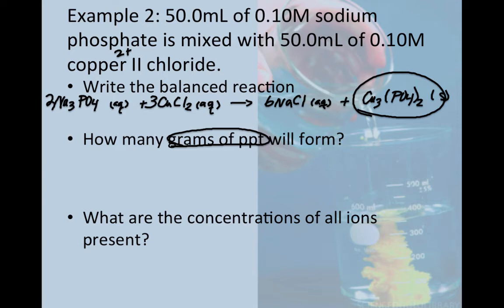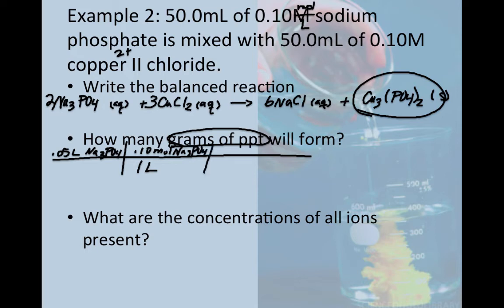So 50 milliliters is 0.05 liters of sodium phosphate, Na3PO4. Use your molarity next. Big M means moles per liter. So I have 0.10 moles for every liter of sodium phosphate. Now I'll use the mole ratio. For every 2 sodium phosphates, we get how many copper phosphates? Just 1.